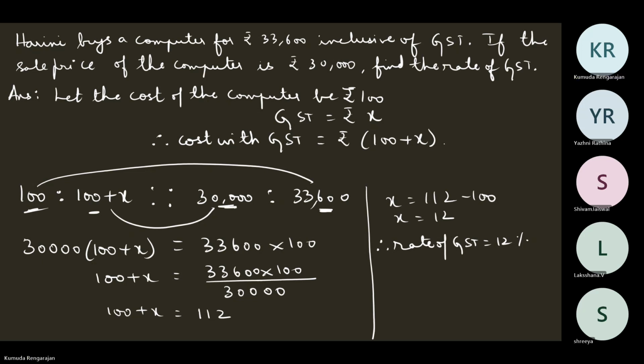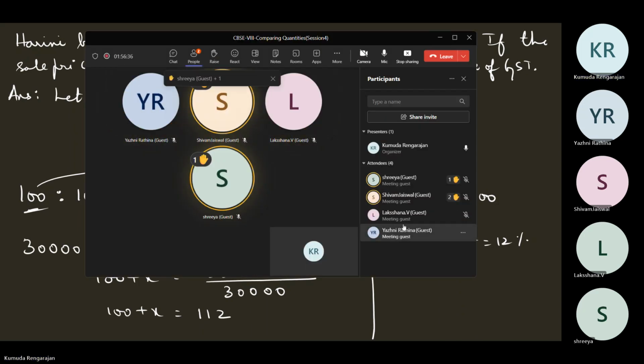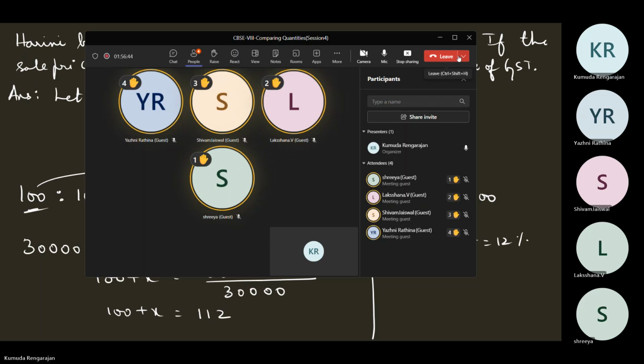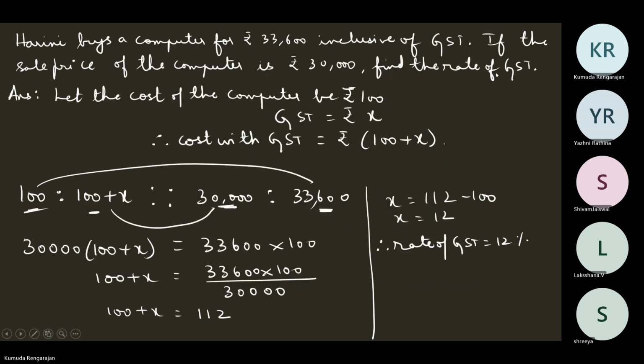Done, children? Again, children, use emoji, raise your hand. Done, ma'am. Lower your hands, raise your hand again. Very good. Thank you. Next one.